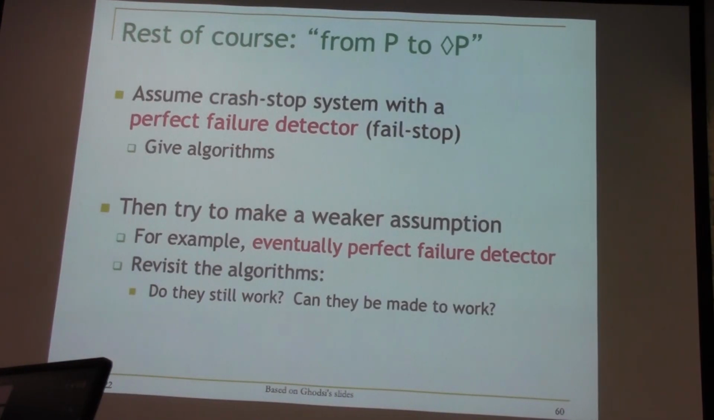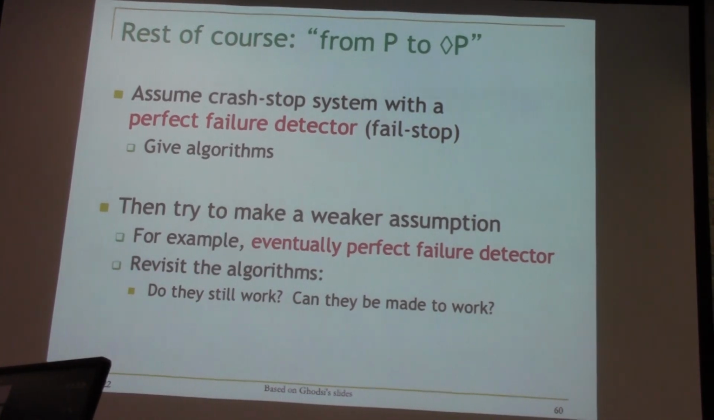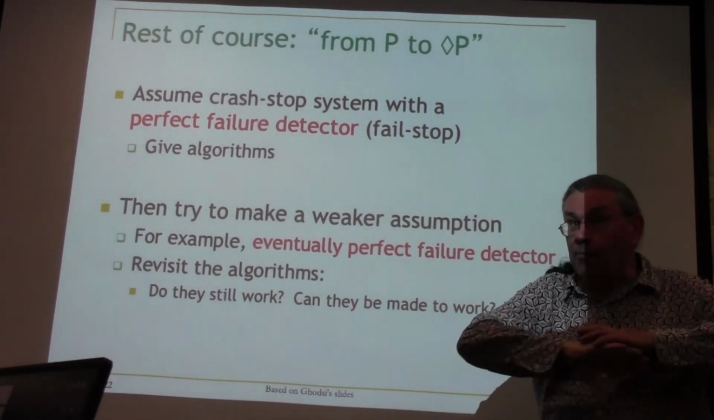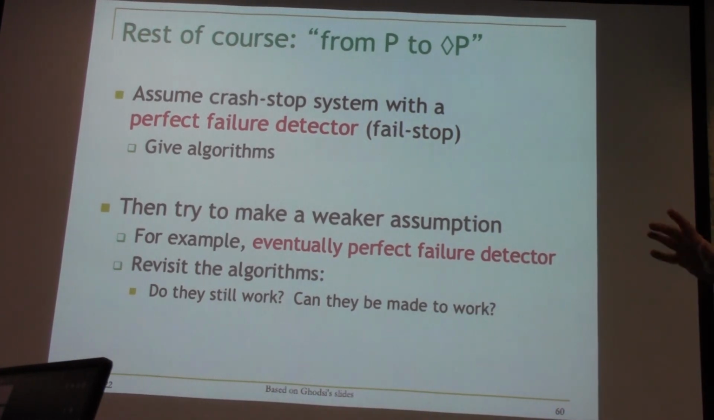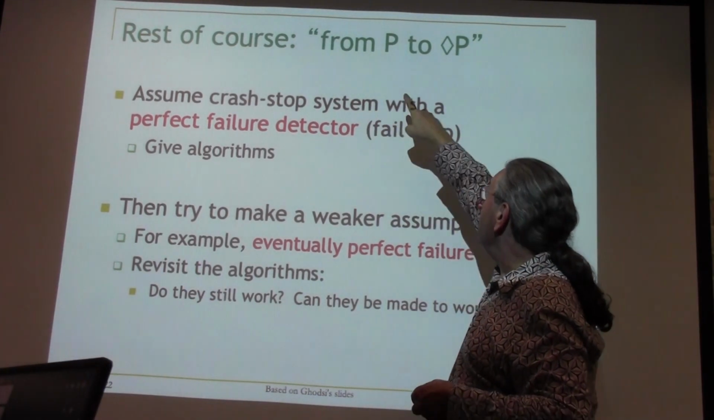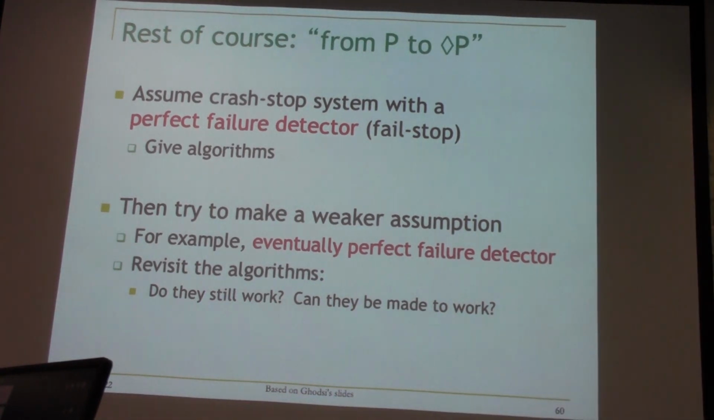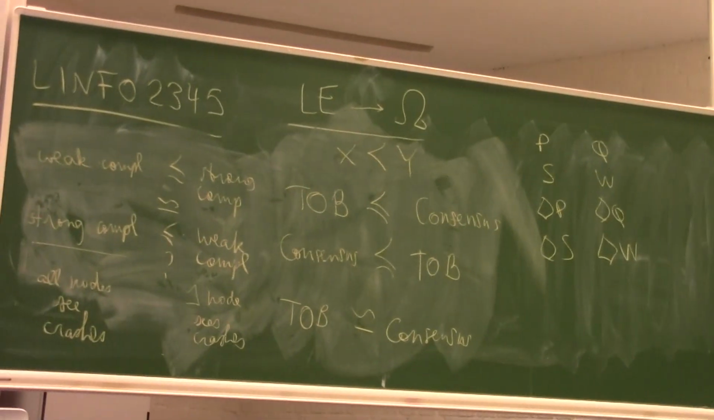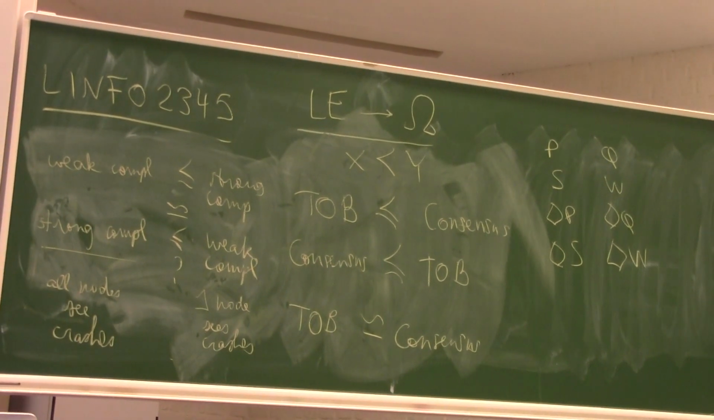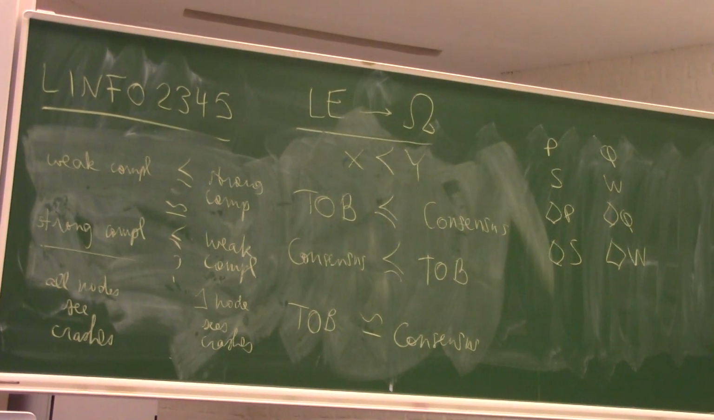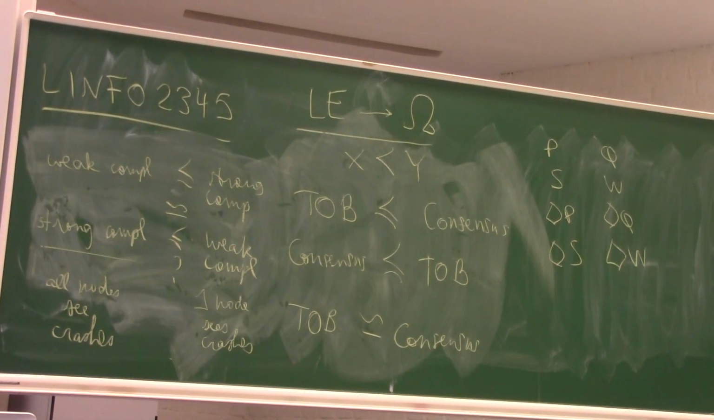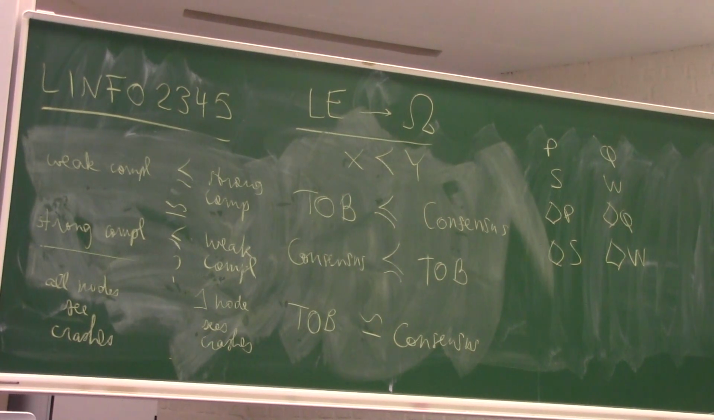Okay, and now the final takeaway for today. The whole rest of the course you can summarize like this, from P to eventually P. We're going to make algorithms for P, and then I'm going to show how to make them work for eventually P. So it's actually easy to make the algorithms for P, okay? But what we really want is algorithms for the internet, of course. We want the eventually P. So the trick is, how do you go from P to eventually P?